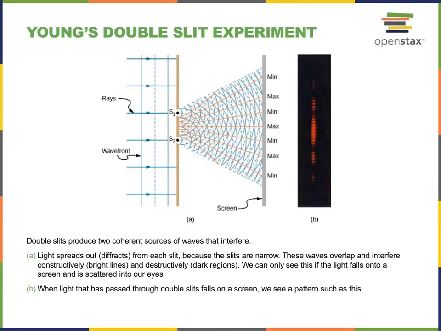So basically what's happening in this picture is the light, as it comes through the two slits, is spreading out, and then these two wave fronts that are formed from the two slits are interfering with each other as they overlap. The spreading out is called diffraction. That's another characteristic of waves. And what we see on the screen is a pattern of where the waves are constructively and destructively interfering with each other.